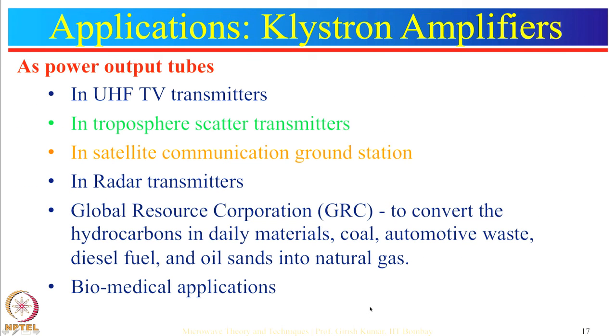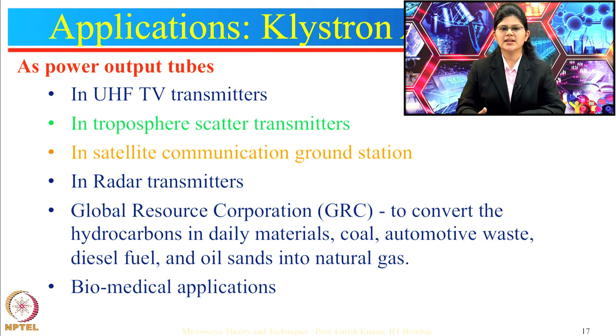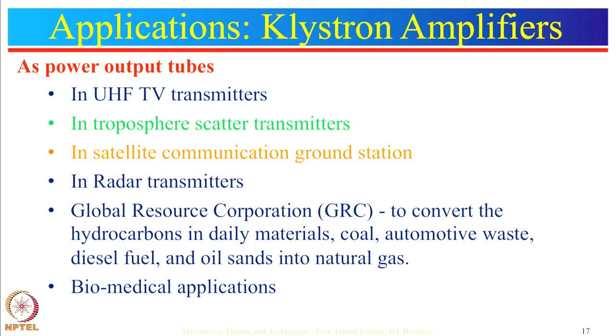Now, the applications of klystron amplifiers as power output tubes are in UHF TV transmitters, in troposphere scatter transmitters, in satellite communication ground stations, in radar transmitters, or we can say wide band high power communication systems, and in global resource corporation. Klystron amplifiers are used to convert hydrocarbons into natural gases, and they are also used in many labs in the world to generate high powers for testing. These amplifiers also have some medical applications such as in radiation oncology. So, this is all about the applications of klystron amplifiers.